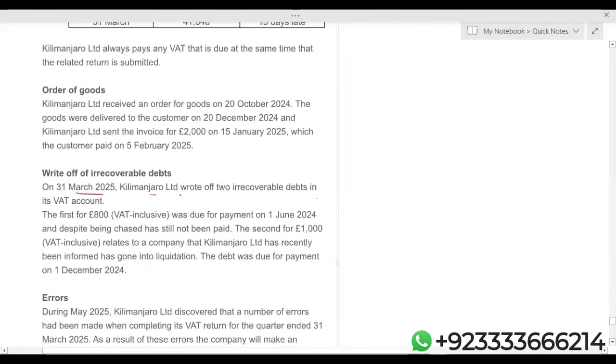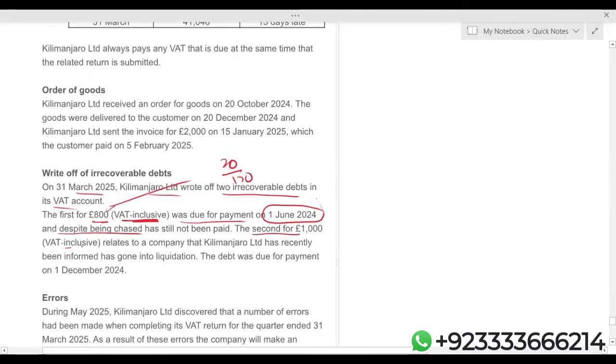In March 25, Kilimanjaro Limited wrote off two irrecoverable debts on its VAT return. First, 800 VAT inclusive. VAT inclusive means that if I need to calculate VAT, I have to multiply this by 20 upon 120, because VAT inclusive means it is actually representing 120%. It was due for payment in June 24. If you count the time period from June 24 to March 25, it's more than 6 months. So you will be able to recover input VAT on this 800, and despite being chased, it is still not paid.